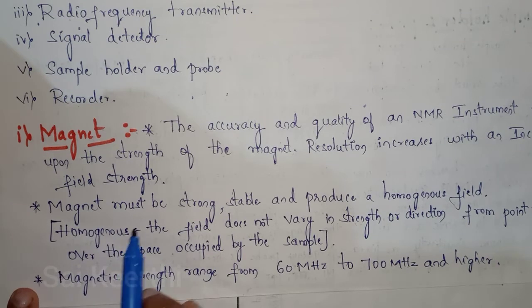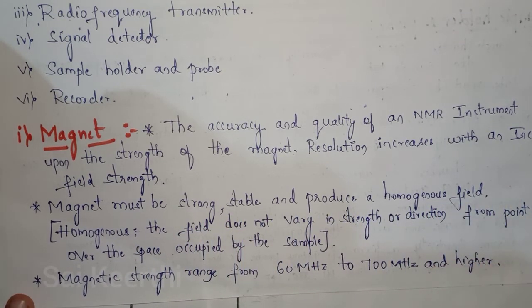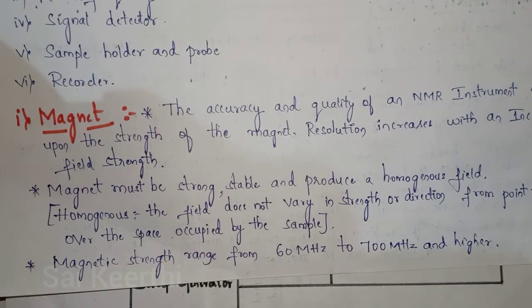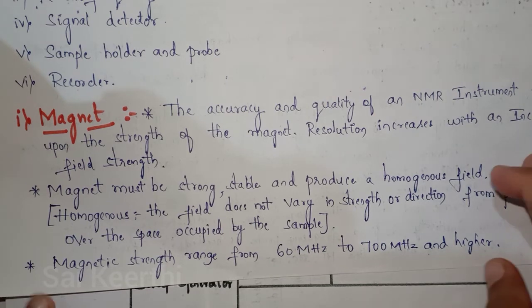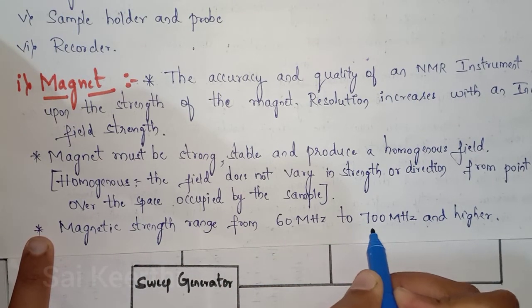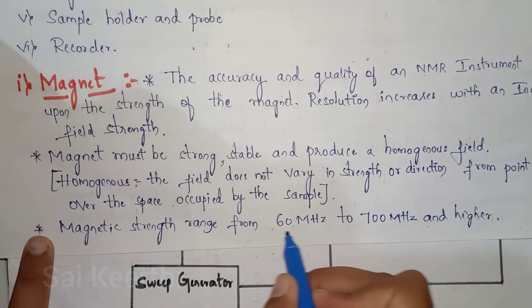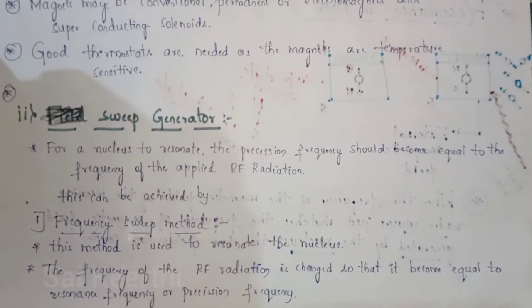Next, the magnet must be strong, stable, and produce a homogeneous field. The magnets which we use must be strong, stable, and they should produce a homogeneous field. That means they should not vary in strength or direction from point to point. The magnetic strength ranges from 60 MHz to 700 MHz and higher. Magnets may be conventional, permanent, or electromagnets, and they can be superconducting solenoids.